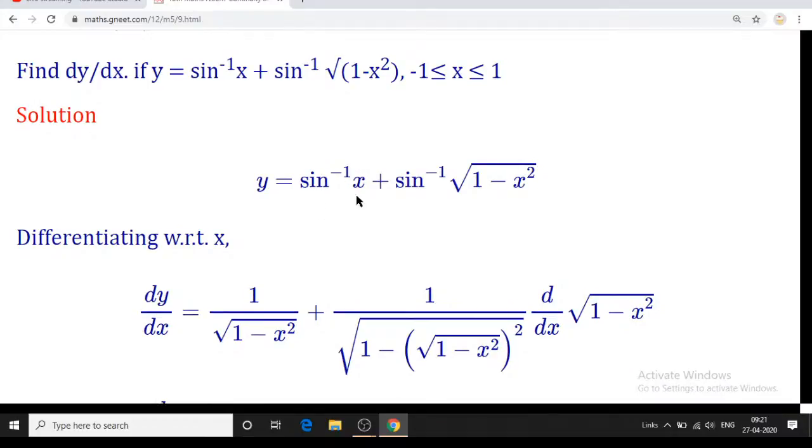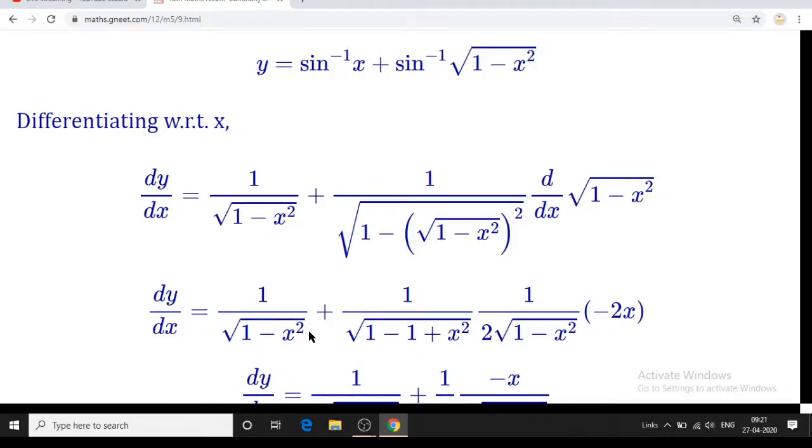We know the derivative of sine inverse x is 1 upon under root of 1 minus x square. Here, instead of x, this bracket is there, so 1 upon under root of 1 minus bracket square, into the derivative of the bracket. This 1 upon under root of 1 minus x square remains as it is, plus. Now this is a square root and a square, which means this root will get cancelled. So 1 minus 1 plus x square, and the derivative of root is 1 upon 2 root, into the derivative of the number inside this root. So this is 1 upon 2 under root of 1 minus x square into minus 2x.